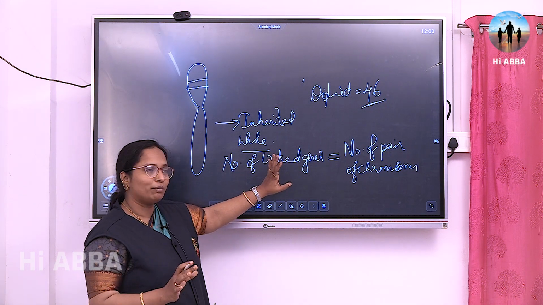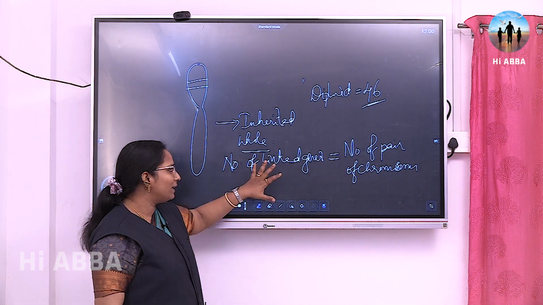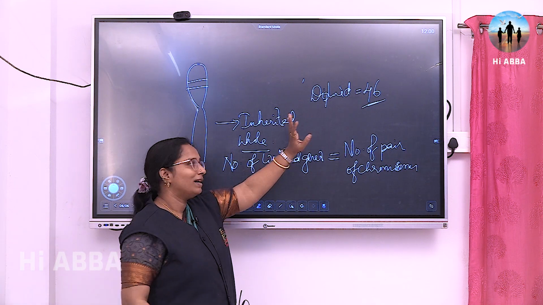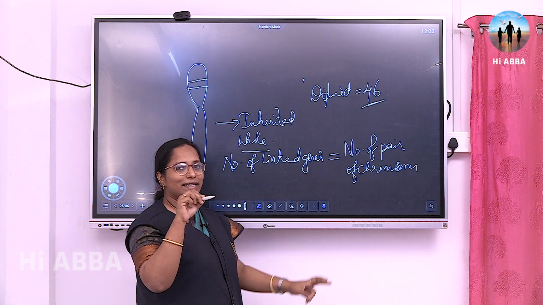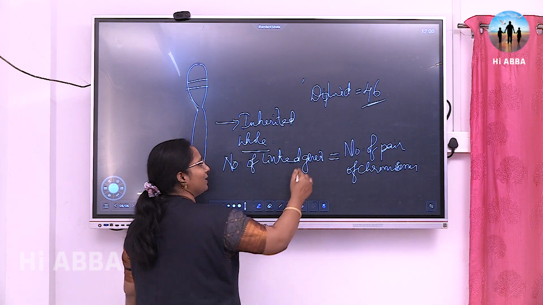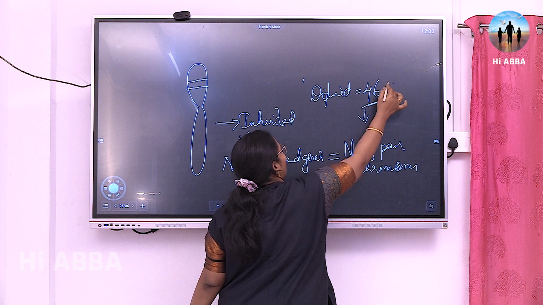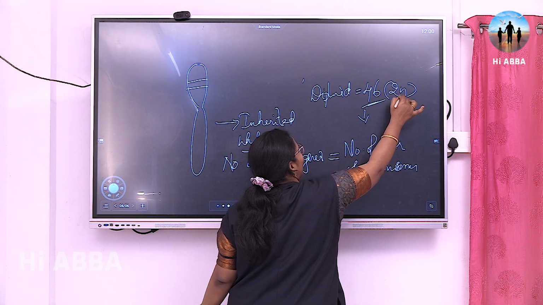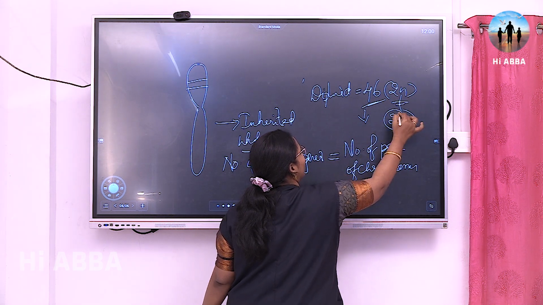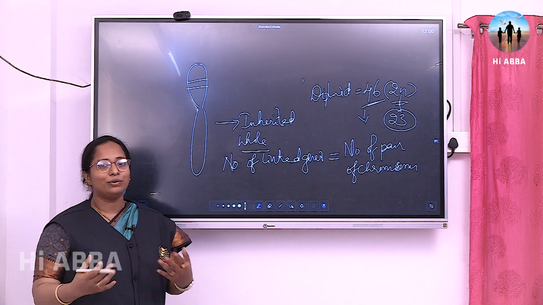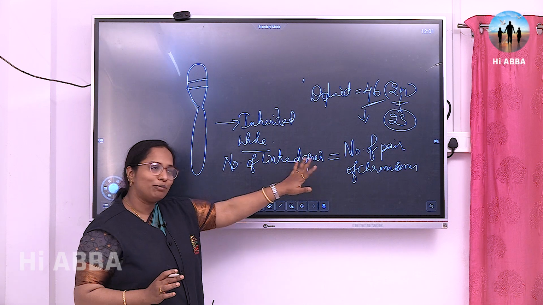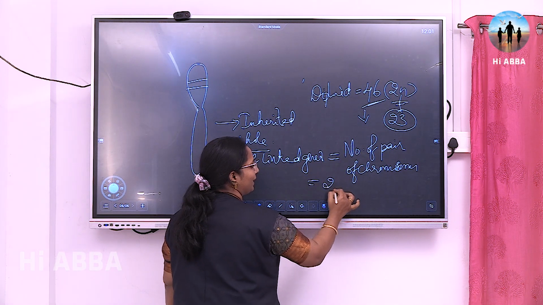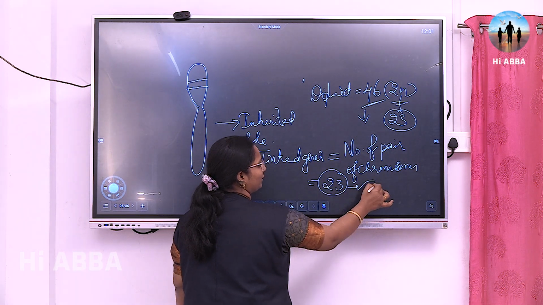They have not asked you about human beings, but in general, how many linked genes are present? We usually say that we know it is 23 pairs. So 23 will be your haploid condition. Here, as it is 2n, this one will be your 23. So how many linked genes do we have? The number of linked genes in human beings is 23, not 46. So this will be the answer.